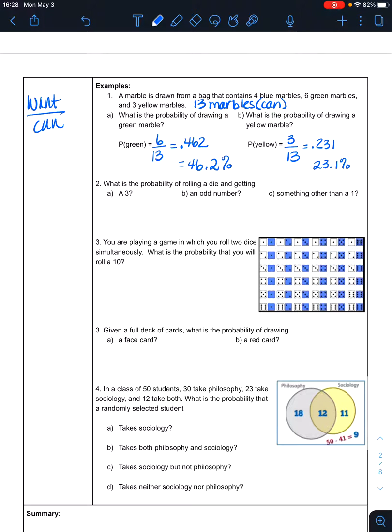So basically 3 out of 13, what that means is if I were to do it 13 times, I should only draw a yellow marble 3 out of 13 times. Okay, that's what that means.